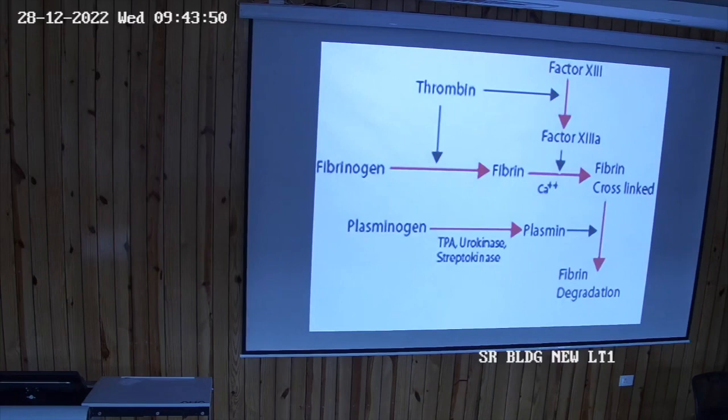Urokinase and streptokinase are responsible for the conversion of plasminogen into plasmin. So these are the cofactors responsible: urokinase, streptokinase, and plasmin gets converted, and plasmin is finally responsible for degradation of fibrin because it is a fibrin loving plasma protein.